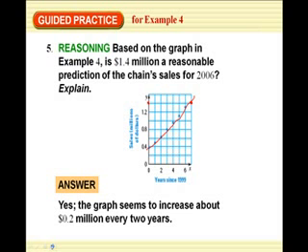Okay, because it increased about 0.2 million every 2 years, and that's exactly where we're at. That's it for 1.7.